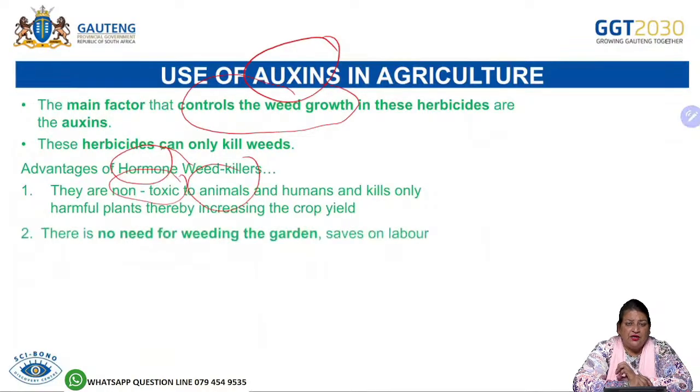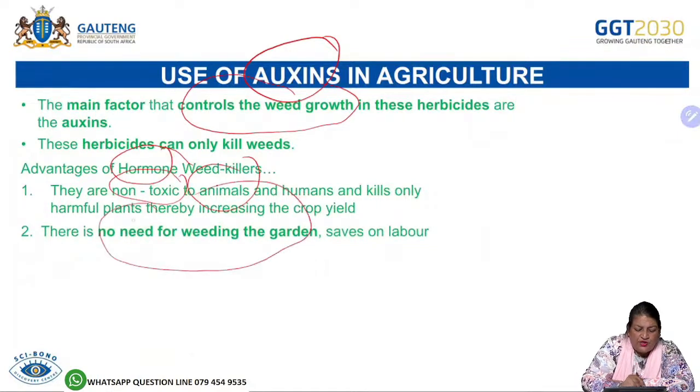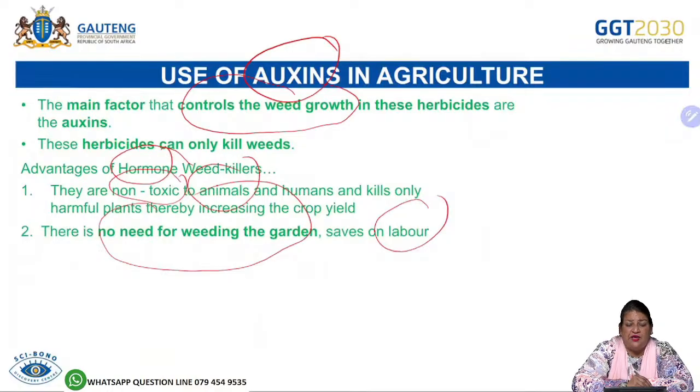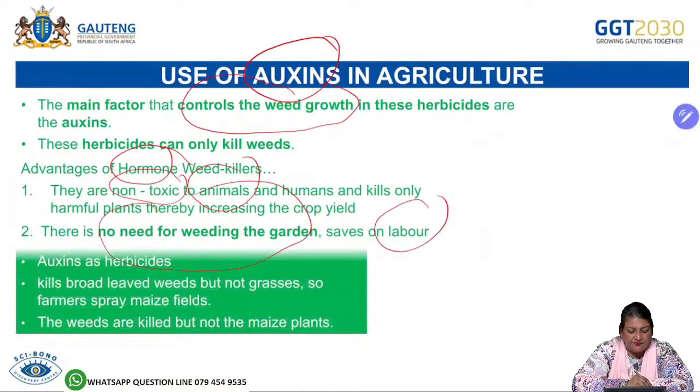So a high concentration of auxins acts as a weed killer, and therefore it saves on labor. A high concentration of auxins has an advantage as it's non-toxic, therefore it would not kill the useful plants and animals. So that is how you explain an advantage. There's no need for weeding the garden because you're going to be using auxins as a weed killer, and therefore it saves on labor. You don't have to pay the humans now to pull out the weeds.